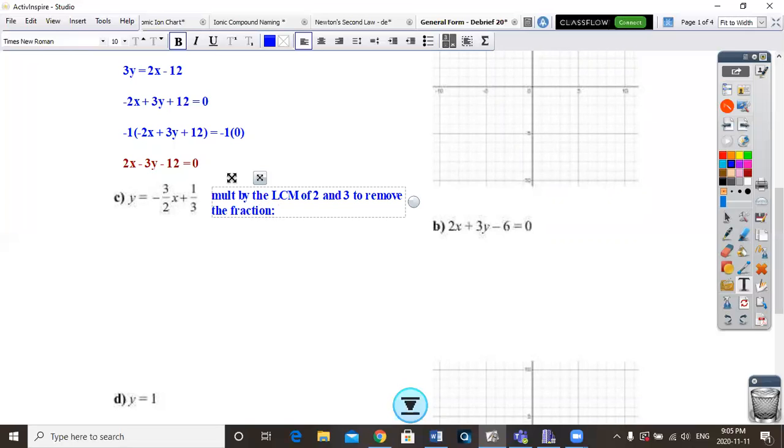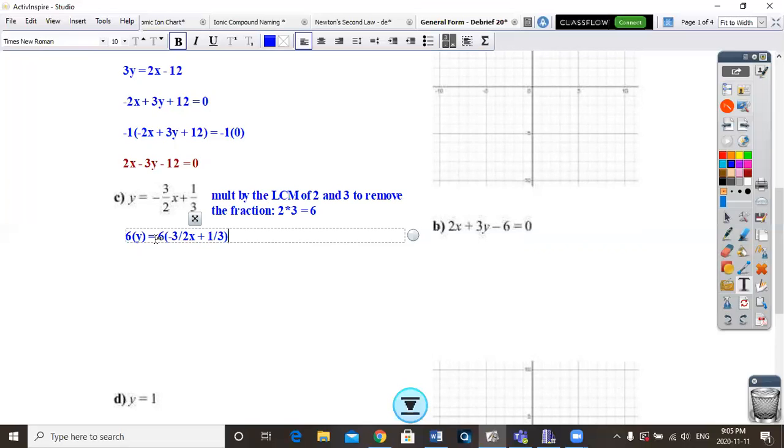So 3 is an odd number, 2 is an even, and the LCM is 3 times 2, which equals 6. So what we're going to do first of all is multiply everything by 6. So 6 times y equals 6 times negative 3 over 2x plus 1/3.